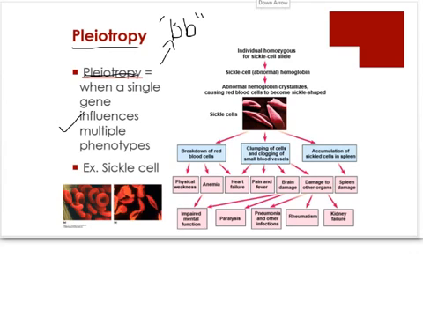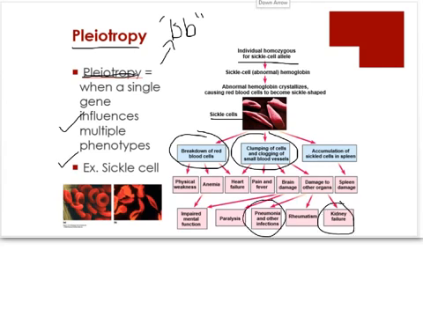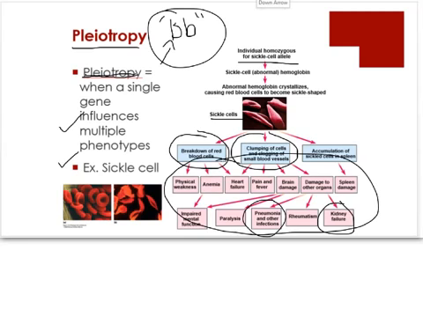So an example is the gene for sickle cell anemia. And if you're homozygous for this gene, there are many different phenotypes you see. You see abnormal sickle-celled blood cells, you see the breakdown of red blood cells, the clumping of cells, kidney failure, all these things. So you're seeing one gene giving you many, many phenotypes.